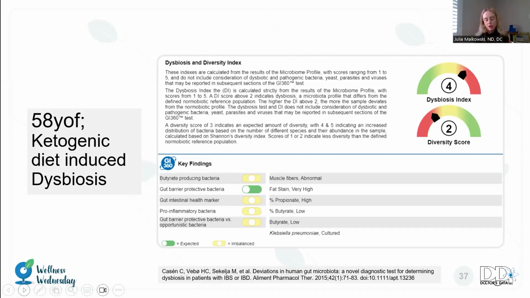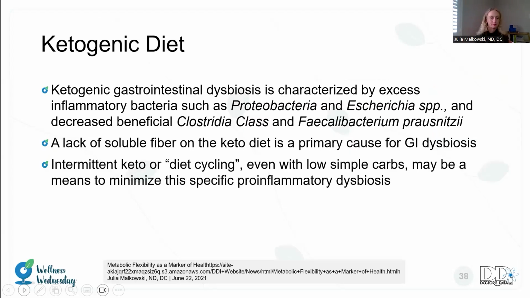Now, let's take a greater look at the key findings. No surprise here. For this individual, the butyrate-producing bacteria are outside the reference interval. The gut intestinal health markers are outside the reference interval, as are the inflammatory bacteria. And then that balance between the gut barrier protective versus the opportunistic bacteria is outside the reference interval as well. We do see for this patient muscle fibers and fat stain. That may be due to the ketogenic diet. And we see some short-chain fatty acid imbalances, such as propionate, and the butyrate is too low, just as we saw previously, potentially associated with inflammation. Klebsiella pneumoniae is cultured, and that is a simple dysbiotic bacteria that would be treated.